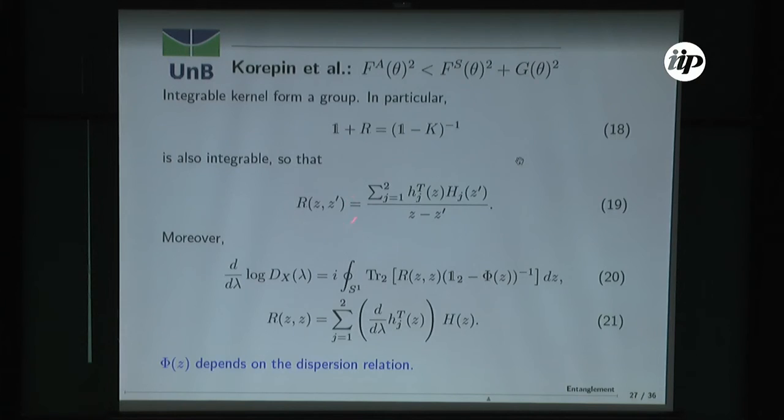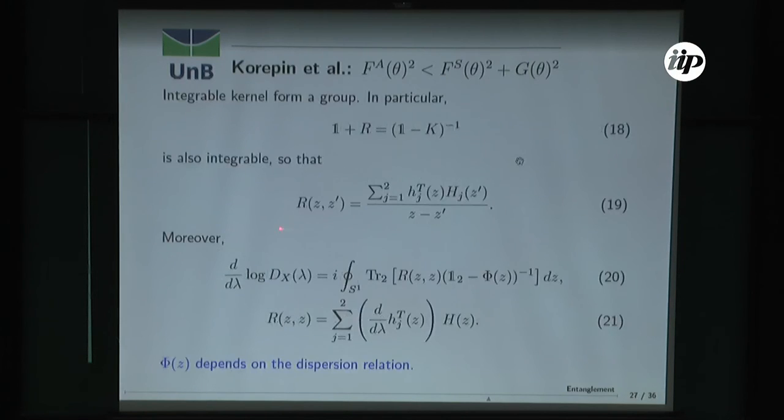But if you know this, then we can compute the derivative of the log of my determinant using this formula here. There's some formula where phi of z comes from my dispersion relation, or it's the analytic continuation of my dispersion relation. So all I have to do is to find these things. It's easy to speak like that, but it's hard to work out.